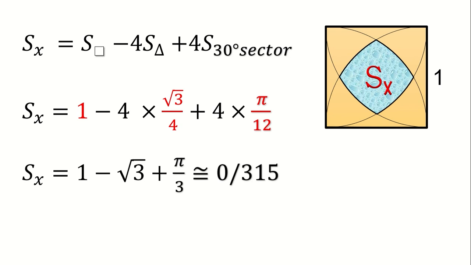We can simplify it as Sx is equal to 1 minus the root of 3 plus pi divided by 3, which is approximately 0.315, or 315 over 1000. It can be obtained approximately as 30% of the whole square.